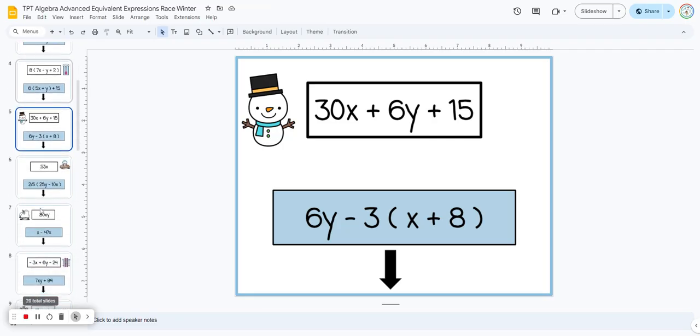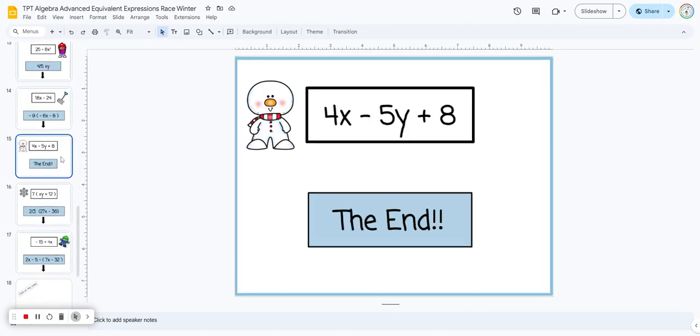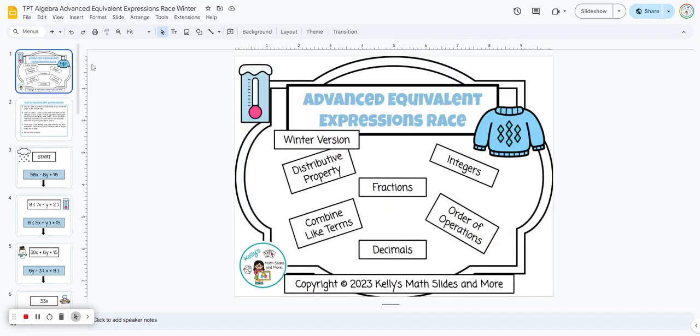Now if they do these all correctly, when they get to the final slide, it should be the one that says the end. So this is a winter-themed advanced equivalent expressions race.